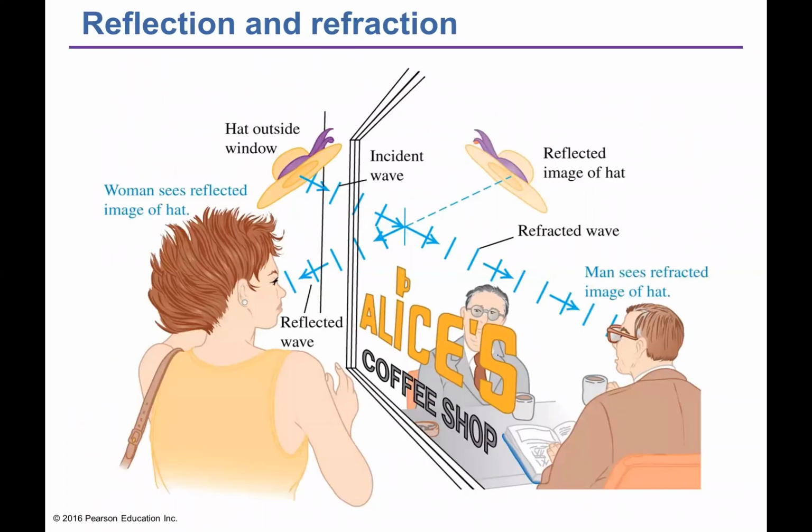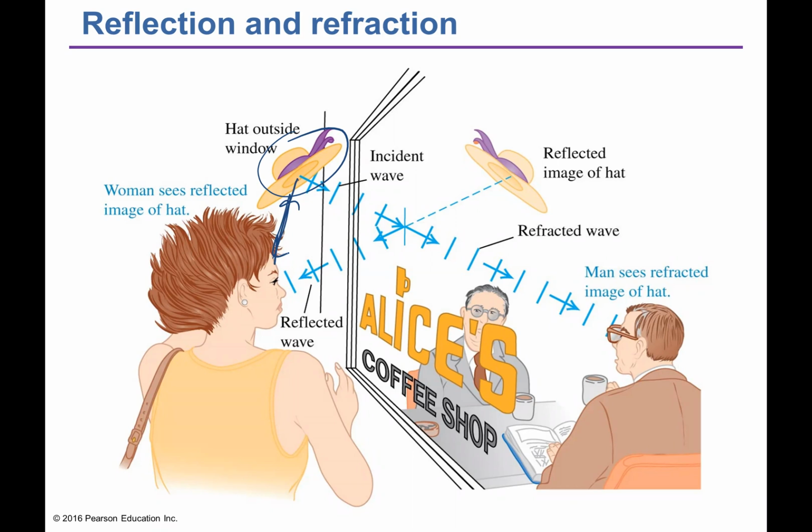So for example, here we have a window. There's a window glass, and there are several things happening. Let's say we have a hat. What I have here is a hat, and you can see the woman outside can see the hat directly if she looks at it like that, because the light from the hat goes and reaches her eye.